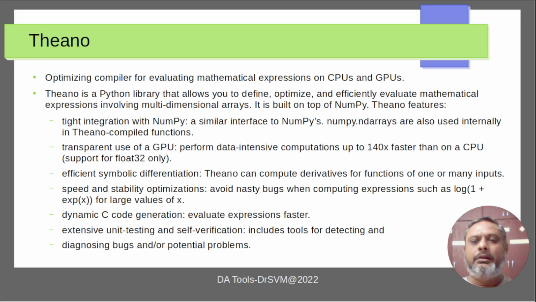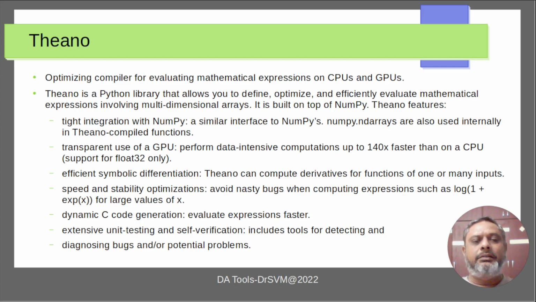numpy.ndarrays, useful internally in the Theano-based compiled functions. So that makes things run faster because it is directly compatible with NumPy's ND arrays.